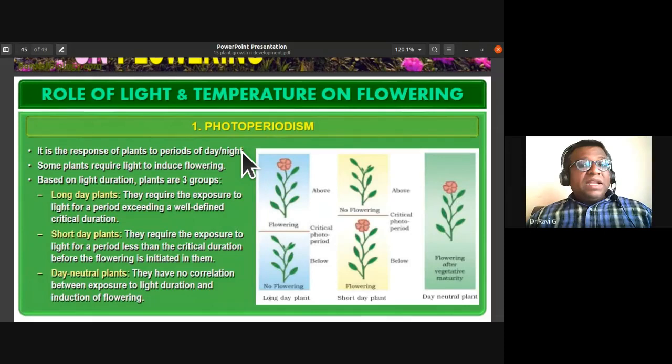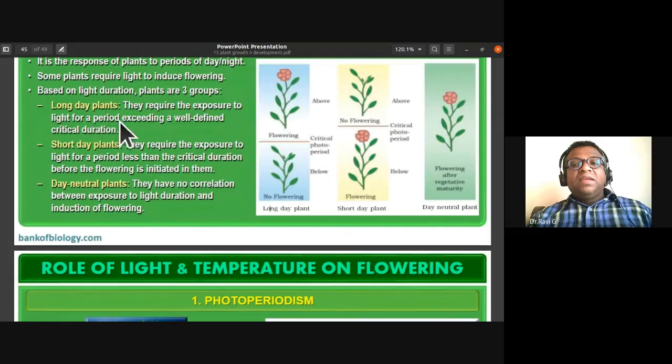Some plants require light to induce flowering. Based on the light duration that the plants should be exposed to in order to induce flowering, plants are of three groups. Long day plants require exposure to light for a period exceeding a well-defined critical duration. So they require light for more than the critical duration period.